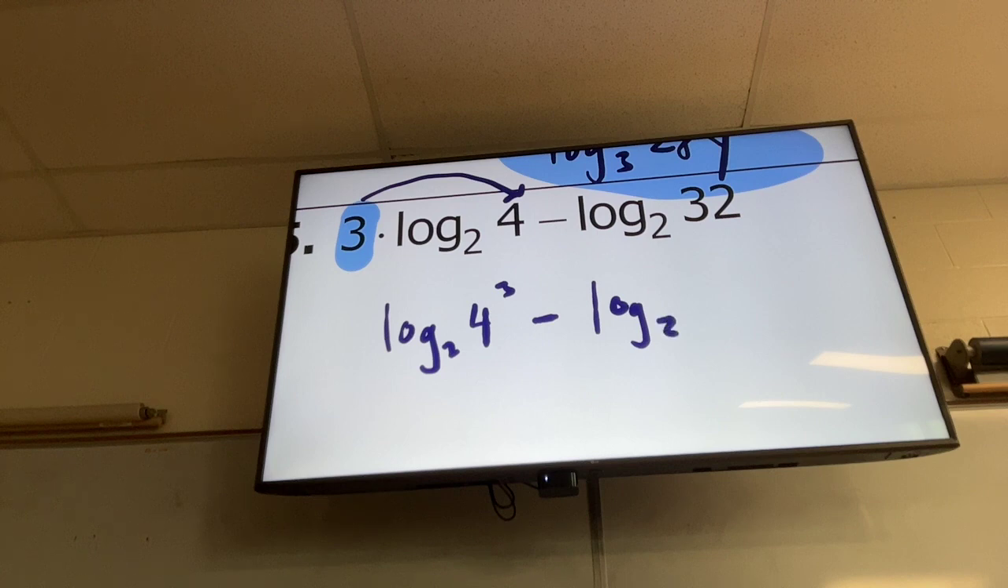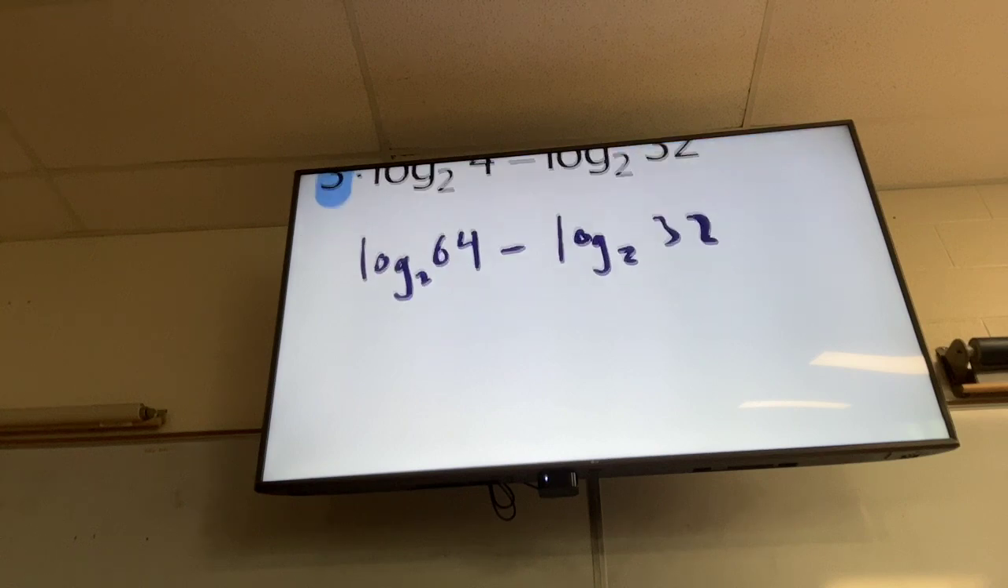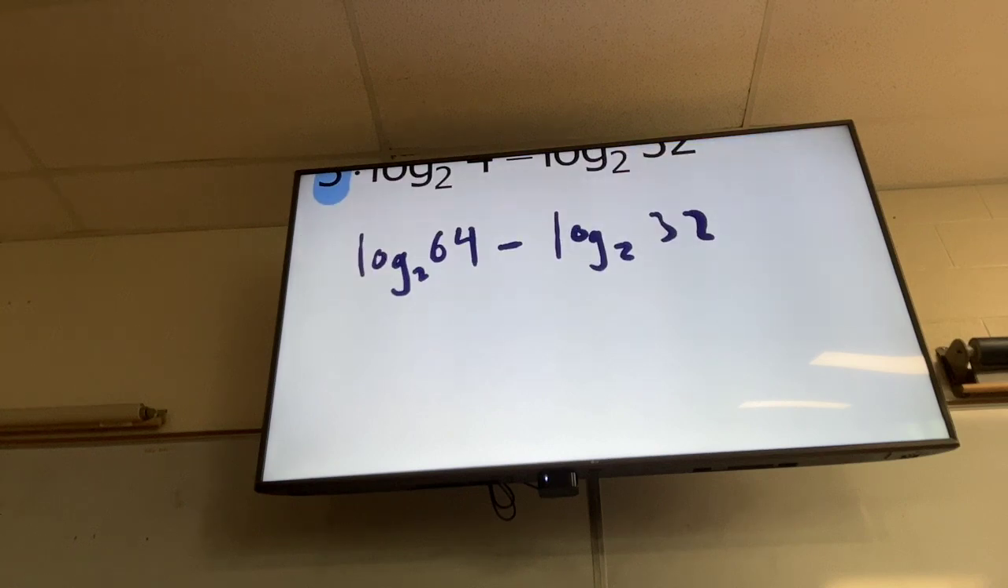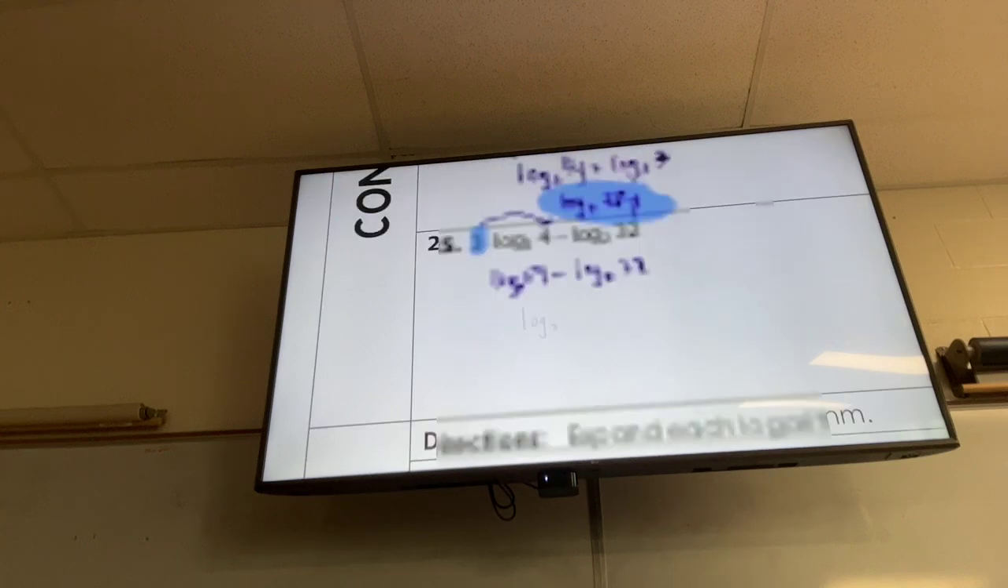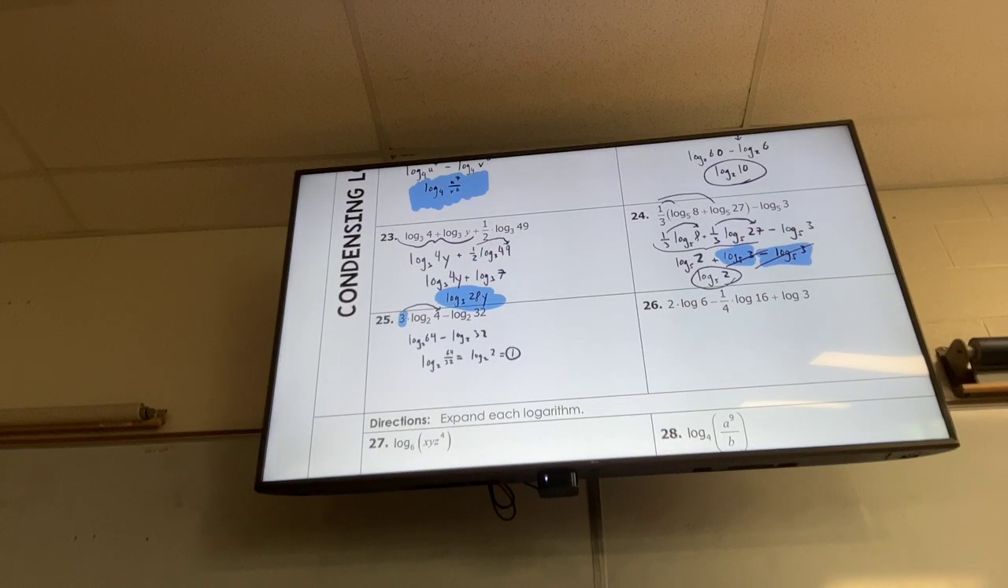Let's take the 4 and push it somewhere else. So this is log, what's 4 cubed? So then what's my final answer? We subtract two logs, so we do what with what's inside of it? Log base 2 of 2, what does that simplify to? Now you guys know how to do logs.